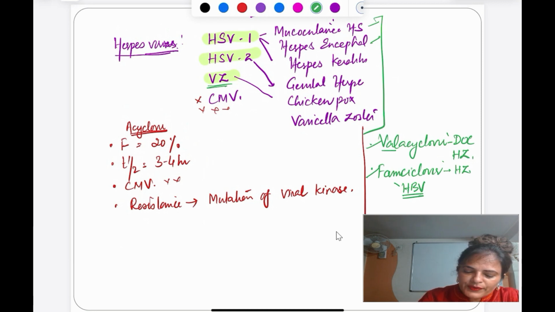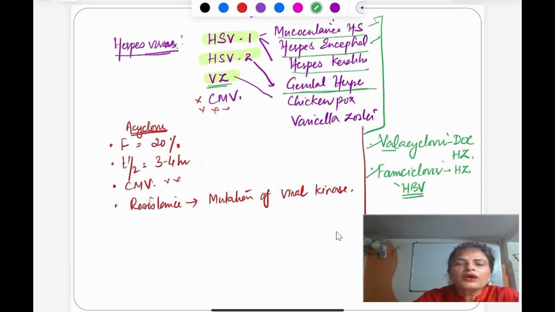So always remember, whenever you are treating mucocutaneous herpes simplex, if it is mild, you just give a topical cream. If it is a little bit severe, you can give oral. If it is immunocompromised or with frequently recurring lesions, then you have to give IV. Same with herpes encephalitis, you give IV. Herpes keratitis, you give the topical preparation. Genital herpes, if it is local and mild, you just give a topical preparation. If it is a little bit severe, then you give an oral preparation too.